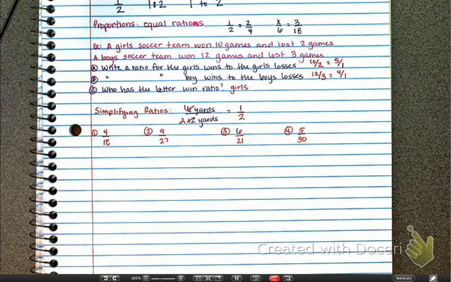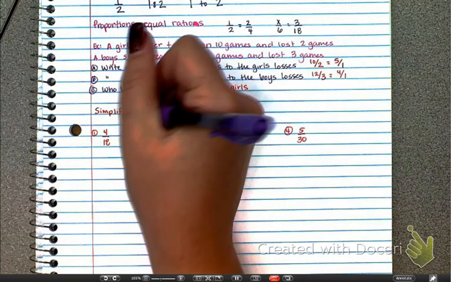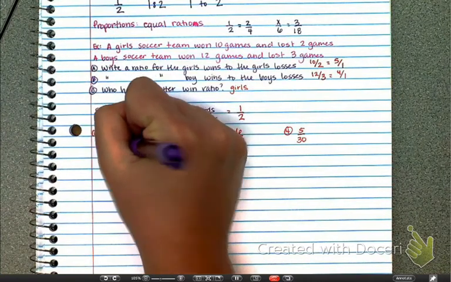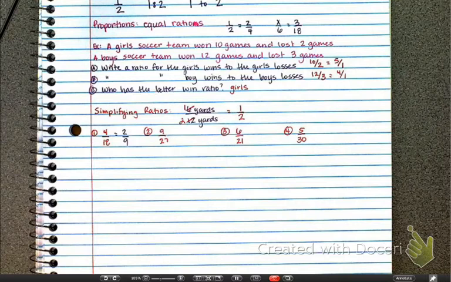Group F, what did you reduce number 1 by, and what is your final answer? What number did you divide by? I reduced by 2. And you got 2 over 9. Perfect. So 2/9 should have been your answer for number 1. You divide by 2.